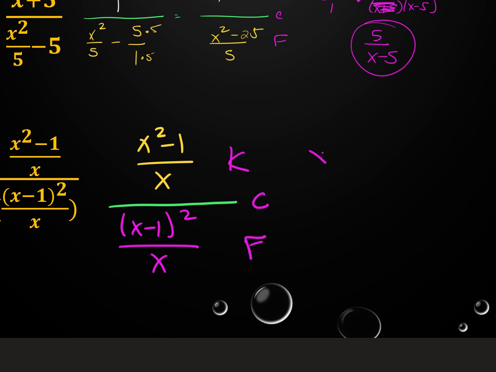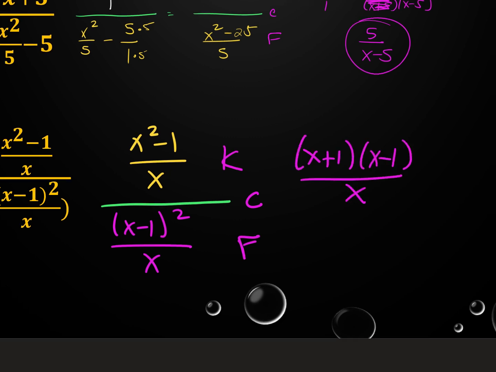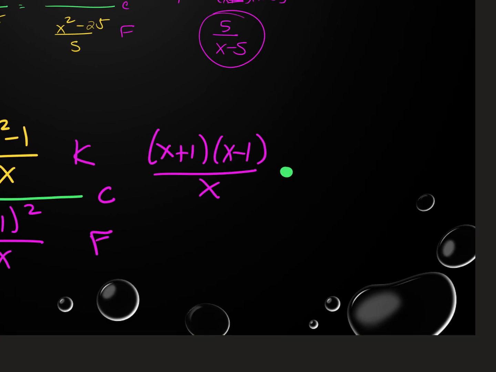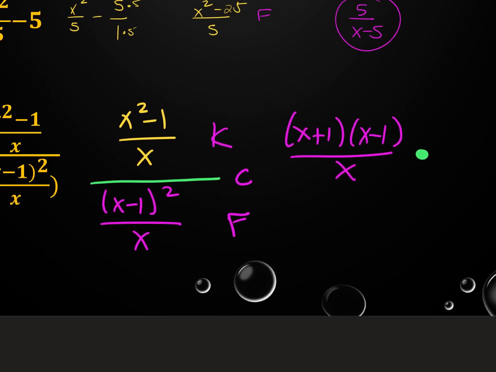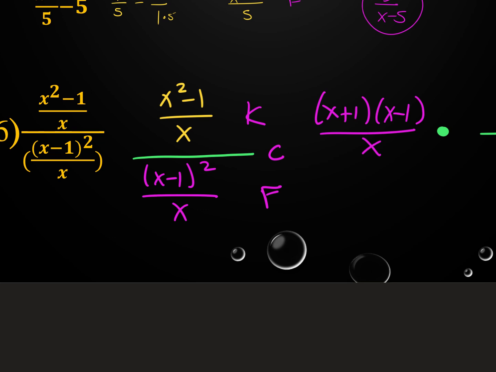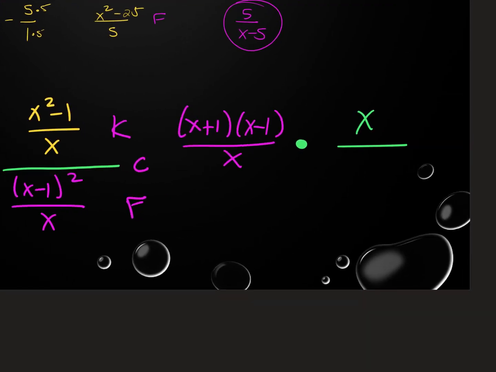So I'm going to keep x squared minus 1. Can I do anything with that? Can we factor it? Let's go ahead and factor it now. x plus 1, x minus 1. Okay, just get it out of the way. Then I'm going to change my division sign to multiplication. And then I'm going to flip. And when I flip, what happens? x goes on top. And what goes on the bottom? x minus 1 how many times? There you go. Very good.